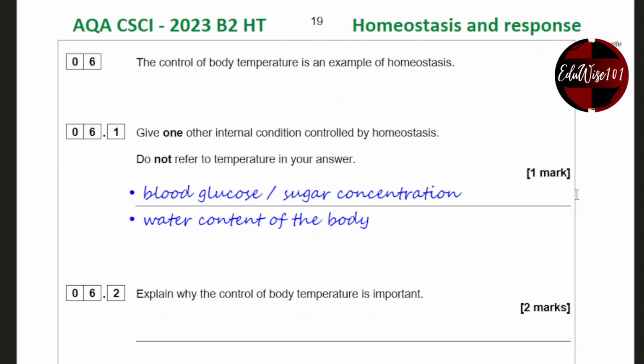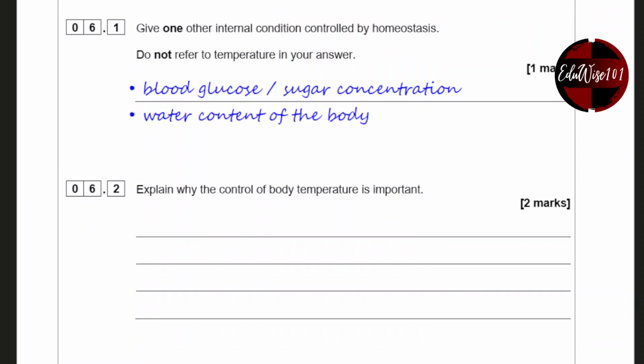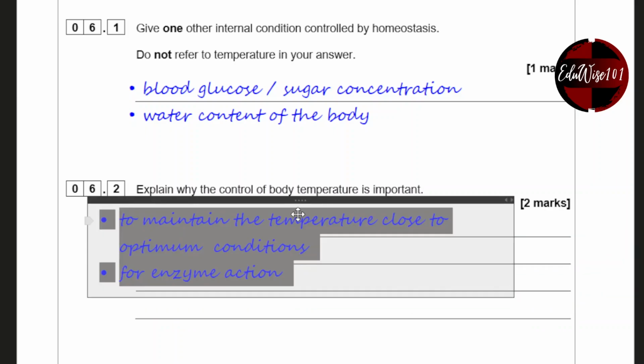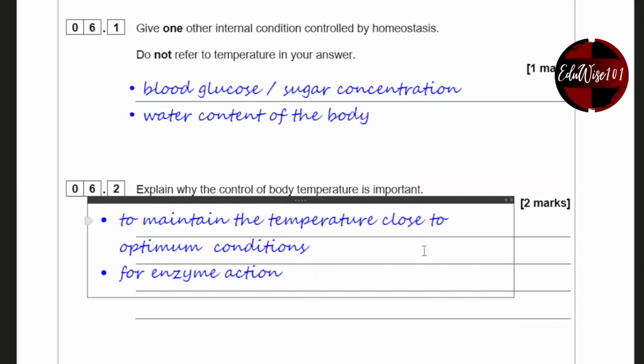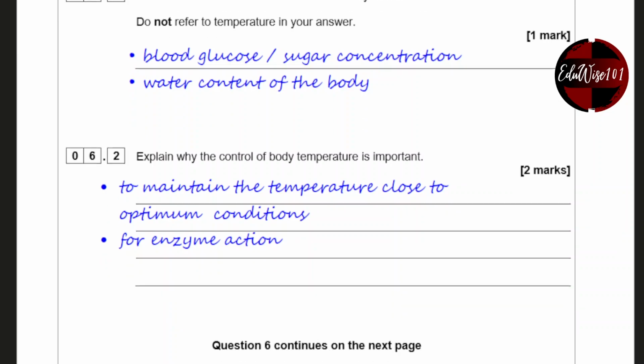6.2. Explain why the control of body temperature is important. Now, body temperature needs to be around 37 degrees, which is the optimum temperature for enzyme activity. All cells contain enzymes. All chemical reactions are catalyzed by enzymes. Without enzymes, our cells will stop working. So, the best answer is to maintain the temperature close to the optimum conditions for enzyme action.